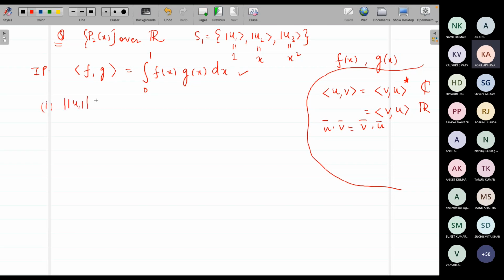Find for me the norm squared of u1, u2, u3. Of course, I can ask you to give the norm also. This is equal to the inner product of u1 with u1, u2 with u2. How will we proceed?